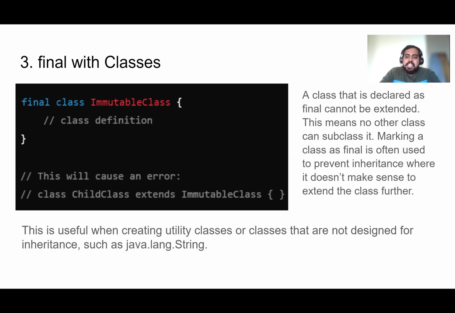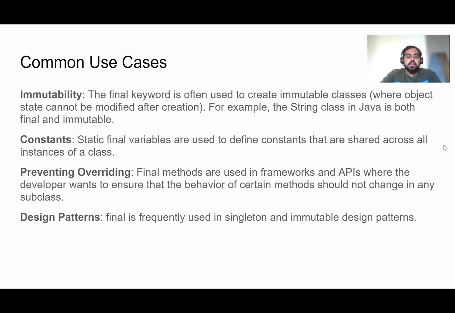Making a class final is often used to prevent inheritance. We don't want to extend this class, so we need to prevent the inheritance, where it doesn't make sense to extend the class further. We make it non-inheritable. So this is useful when creating utility classes, or classes that are not designed for inheritance. For example, the String class, which is present in java.lang.String. The String class in Java is a final class, so we can't extend the String class. Okay, we'll see next, common use cases.